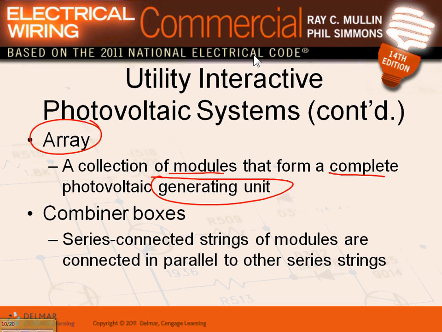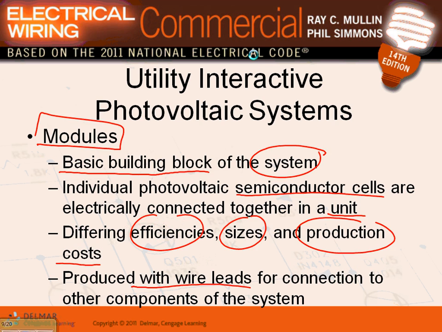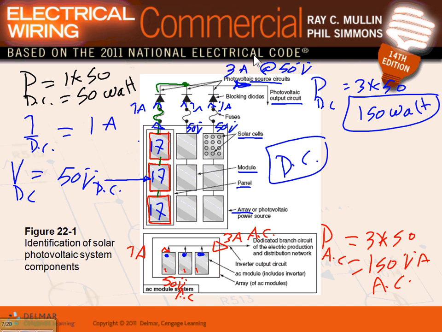Okay, so we got our arrays, guys. Then we have combiner boxes. Series-connected strings of modules are connected in parallel. Can you guys see the combiner box here? They call it a combiner box. You connect the modules in series to make strings, and you put your strings in parallel to create the power. Here, can you guys see right here? This is where your combiner box is going to be sitting.